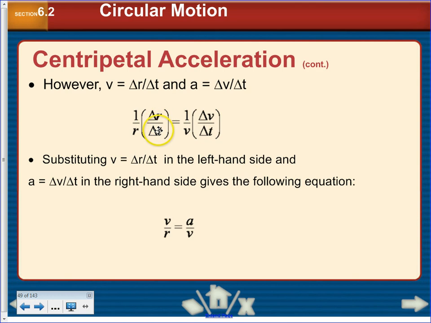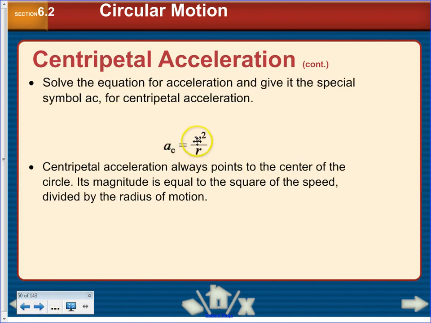Delta r over delta t is velocity. The change in velocity over time is acceleration. So now we can plug in velocity for the delta r over delta t, and we get v over r is equal to a over v. If we multiply both sides by v, we end up with the acceleration equals v squared, the velocity squared, over the radius of the circle. So now if we're given a velocity and a radius, we can use that to solve our problem. Centripetal acceleration is always towards the center of the circle.